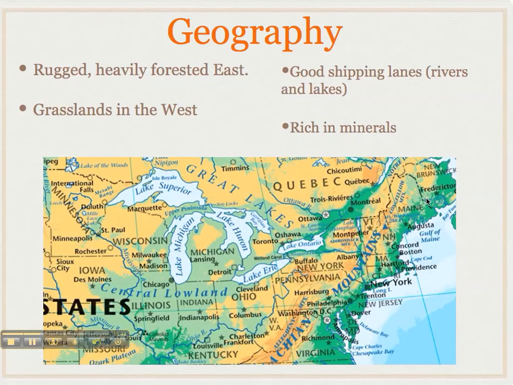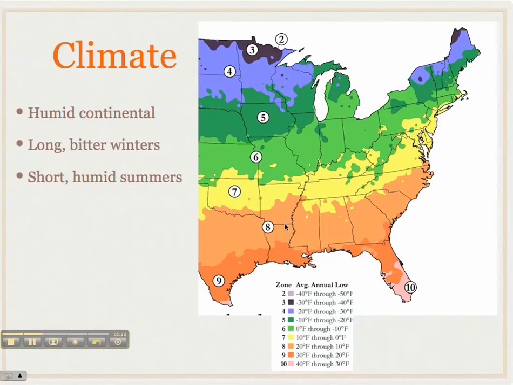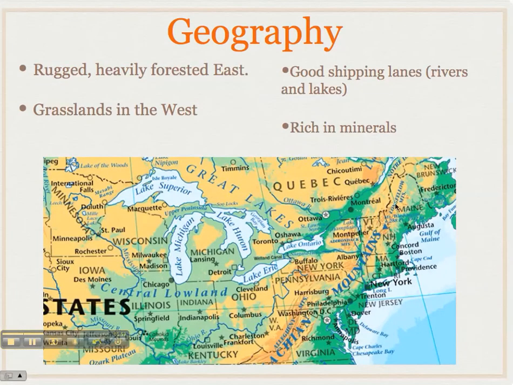All right, the geography of the North. Out east, very rugged, heavily forested. I'm up here in Michigan too, but once we get out of Ohio and into the prairie, some of the best farmland on earth around the Mississippi River. So grasslands in the west, forested, hilly ruggedness in the east. Lots of good shipping lanes makes Michigan a really important state economically even today because of the lakes.